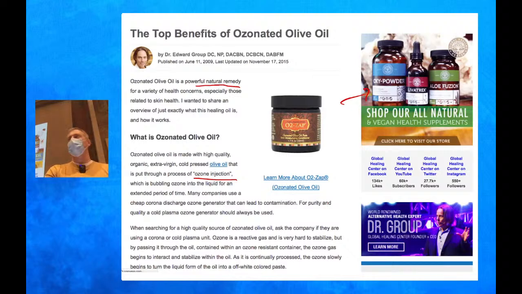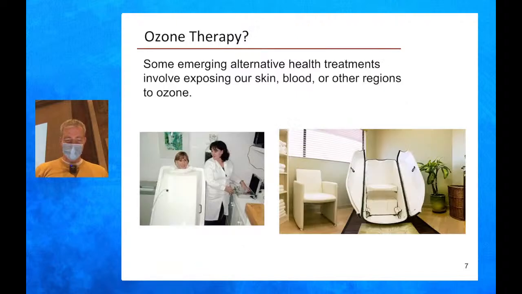So if this was exuded from sheep or extracted from whatever, then it could be considered natural. But this is very obviously a product that was manipulated chemically, deliberately, by human beings. So it's by definition an artificial product. All right. Ozone therapy is another thing you may have seen or heard of before.